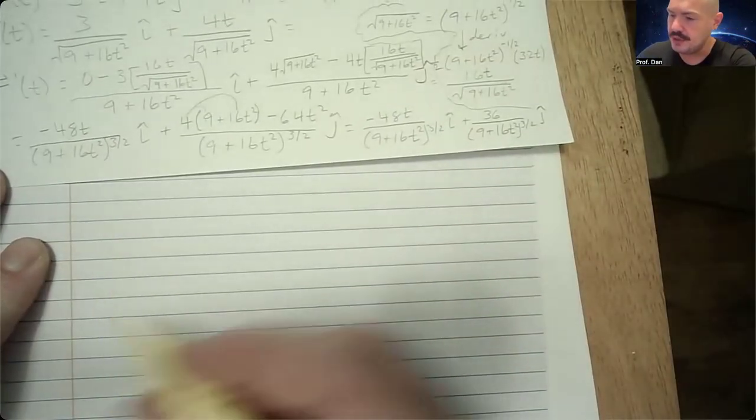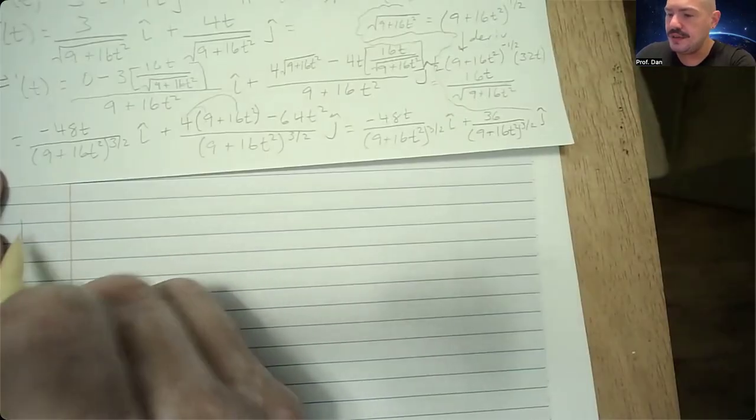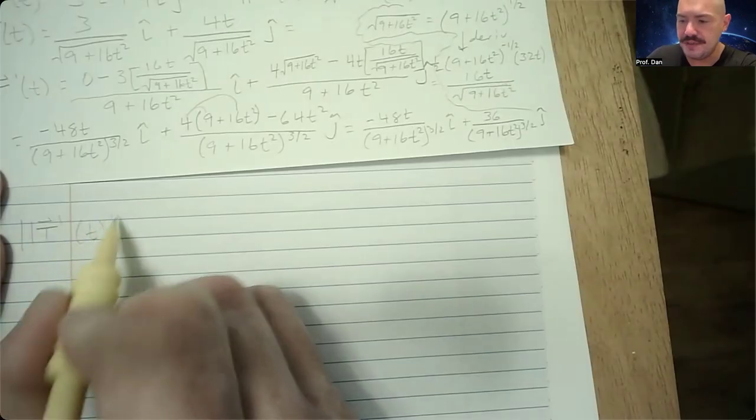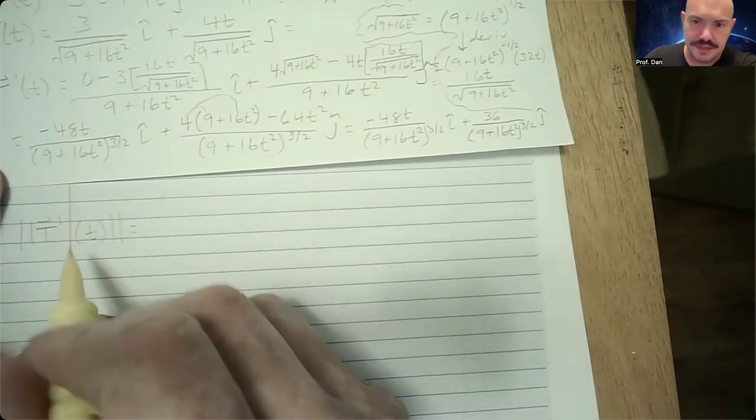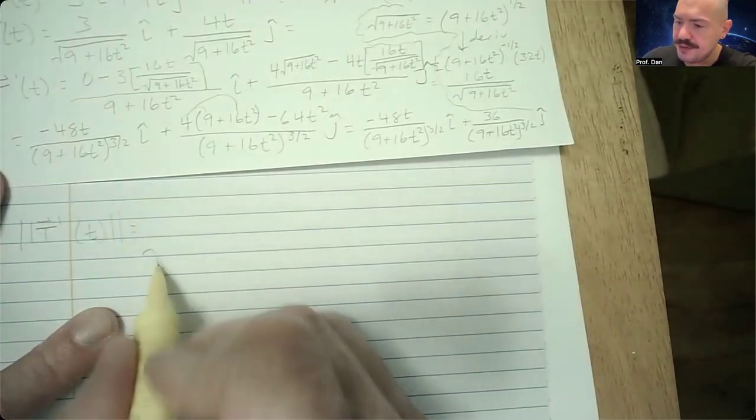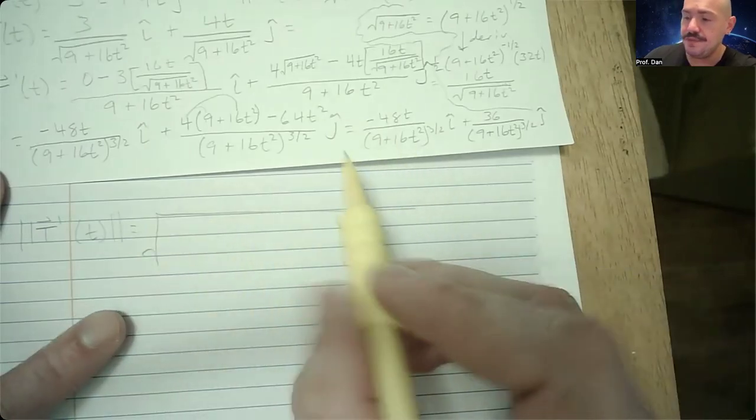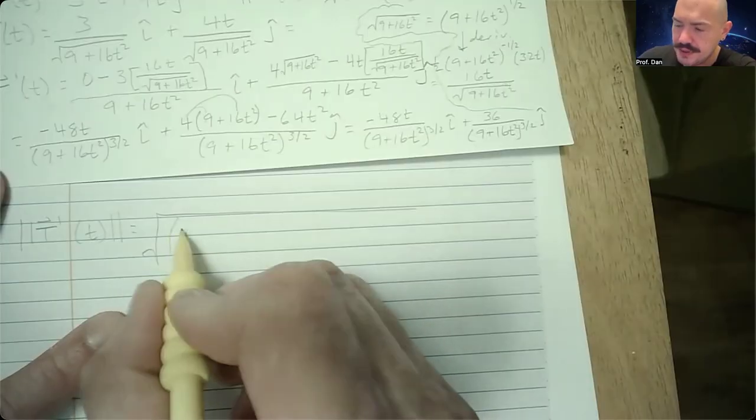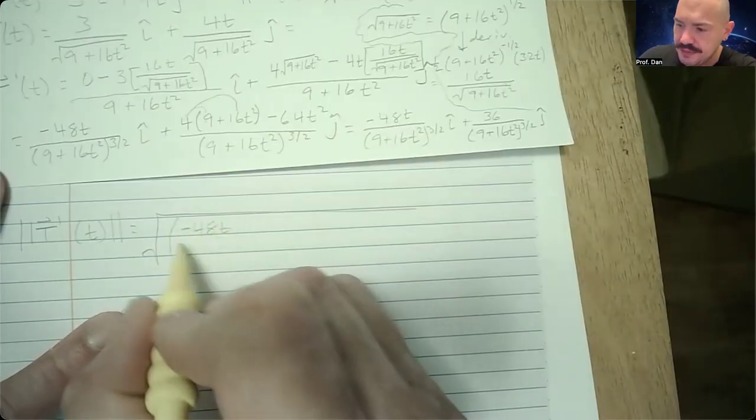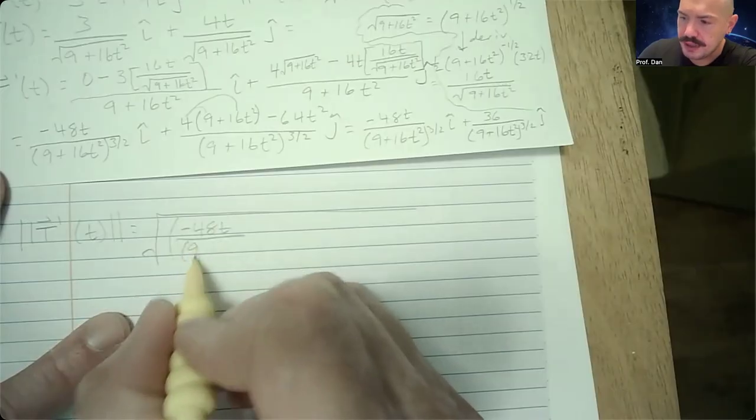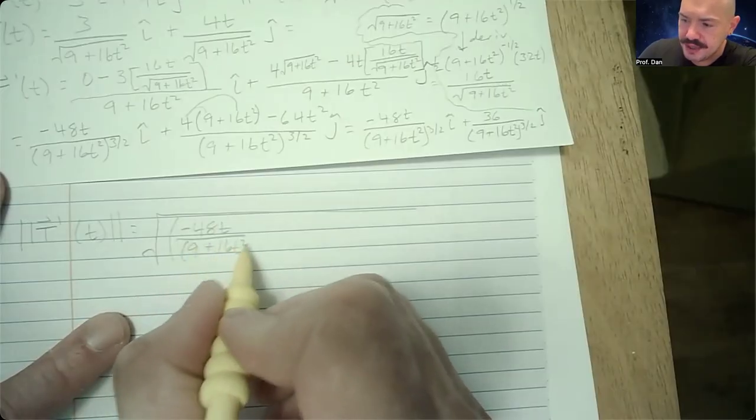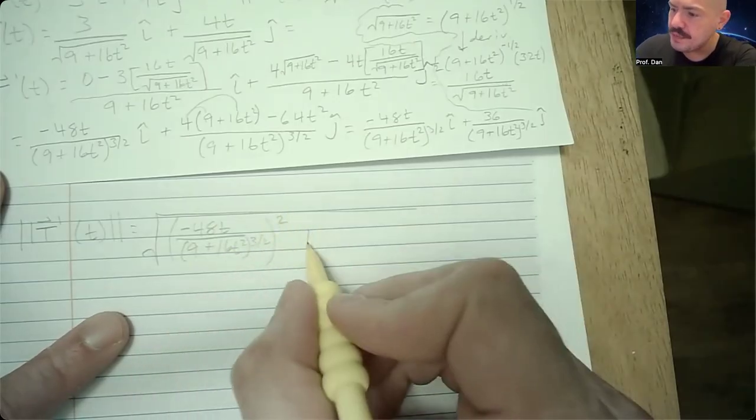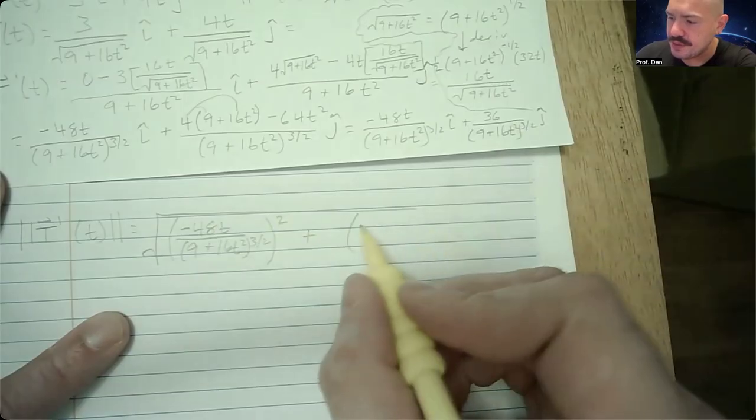Okay. We know that the magnitude of T prime of t is going to be equal to the square root of this component squared. So negative 48t over 9 plus 16t squared, all to the 3 halves, right? That's the component. We're going to square that, plus this component also squared.